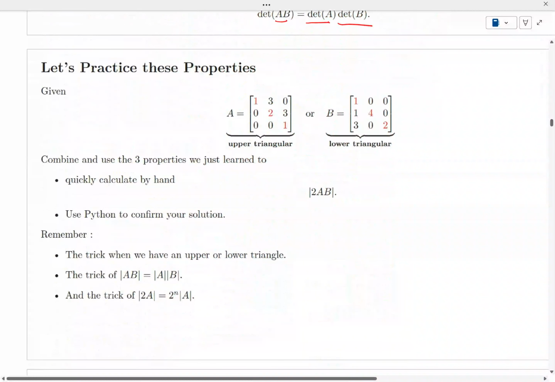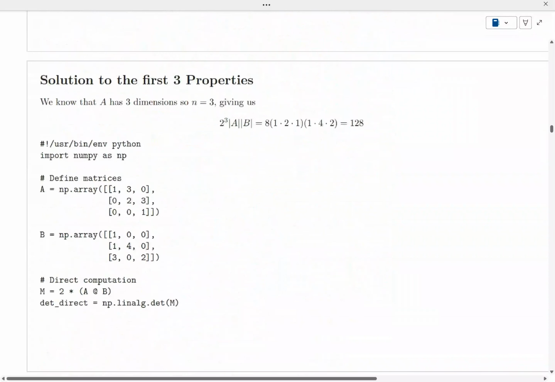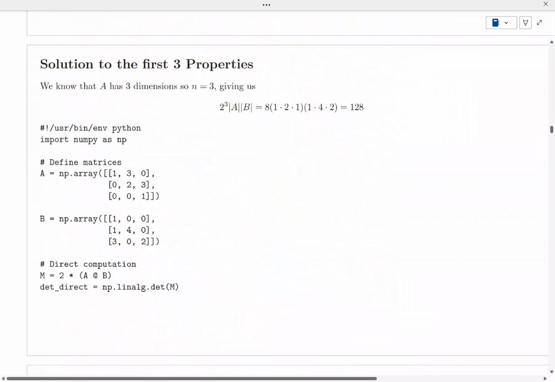Now I want you to pause the video again and use the three properties we just learned and see if you can quickly calculate by hand what this value is. Okay, and then you can use Python to essentially confirm your solution. So pause the video. I am going to move on. Okay, you can pause the video. This is the solution.